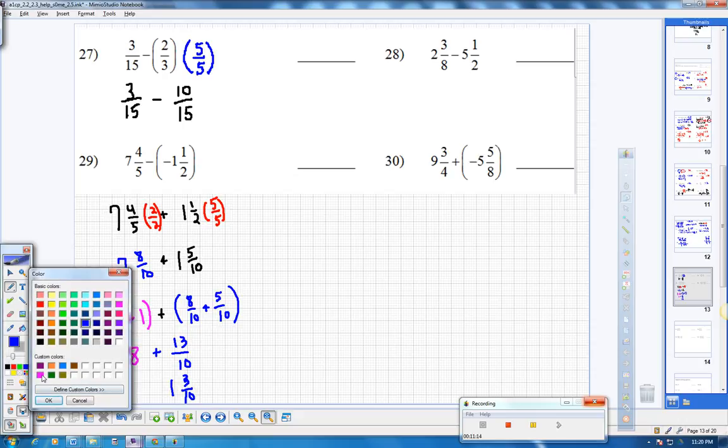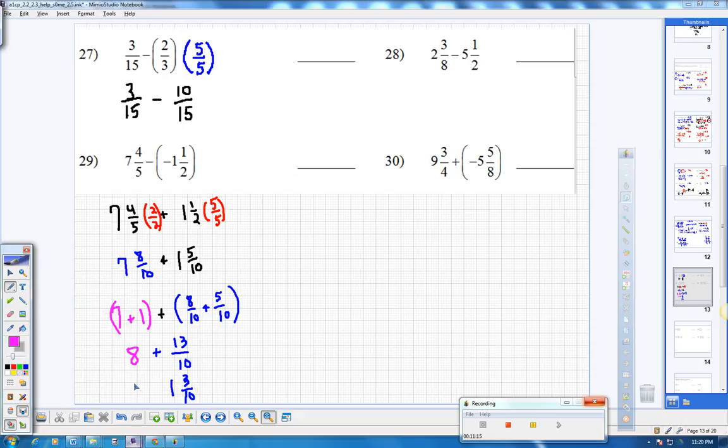So working on down the line here, and I know many of you are going to combine steps. So 8 plus 1 and 3/10 is going to give us an answer of 9 and 3/10. Okay, so 9 and 3/10 would be our answer there.